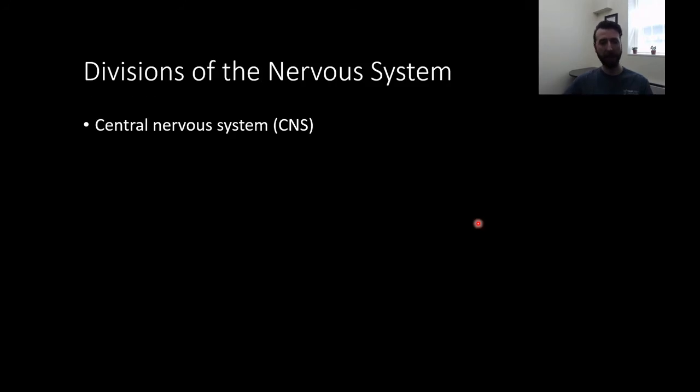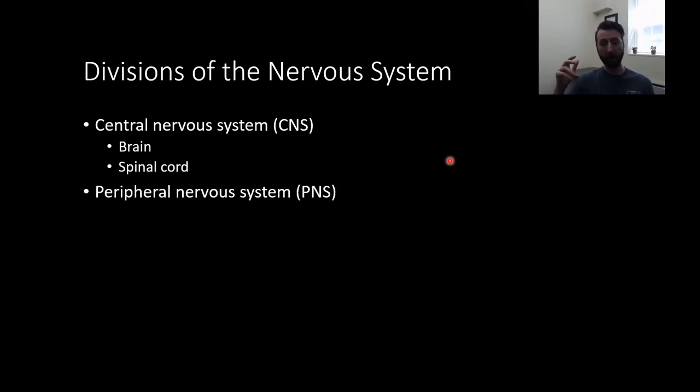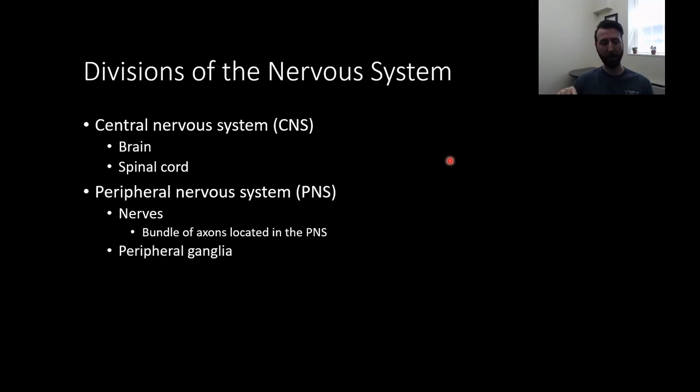Let's talk about some big divisions of the nervous system. First, central nervous system, brain and spinal cord. Basically, if your nervous system is encased in bone, it's part of the central nervous system. So your brain inside of your skull and your spinal cord within your spine, central nervous system. The peripheral nervous system is everything else. So nerves, which we call a bundle of axons located in the peripheral nervous system, including also peripheral ganglia, which are groups of cell bodies that are located in the peripheral nervous system.